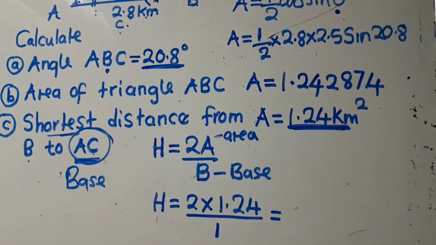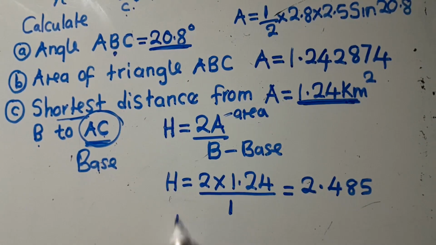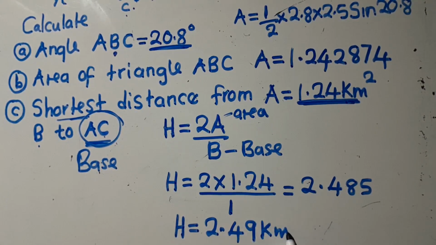Then if I punch on my calculator, what answer am I getting? I'm getting 2.485. I can end there. Then I can just conclude and say the shortest distance is equal to 2.49 kilometers. So this is my shortest distance according to this particular question. If I'm told to answer it like that, this is what I'm supposed to do.